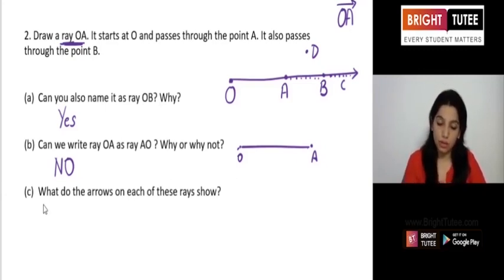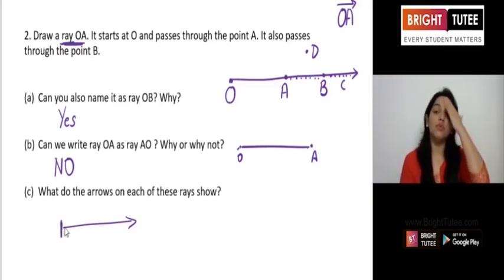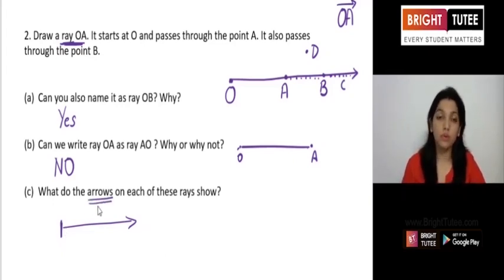Okay, now the third one, what does the arrow on each of these rays show? So what are these rays showing us? They are showing that the ray is going endlessly in just one direction, not both directions. Here it's the end point. You cannot move further backwards. So a ray shows you that you can move in just one direction. So what are these arrows showing you? These arrows are showing you that the ray is going endlessly in a certain direction.